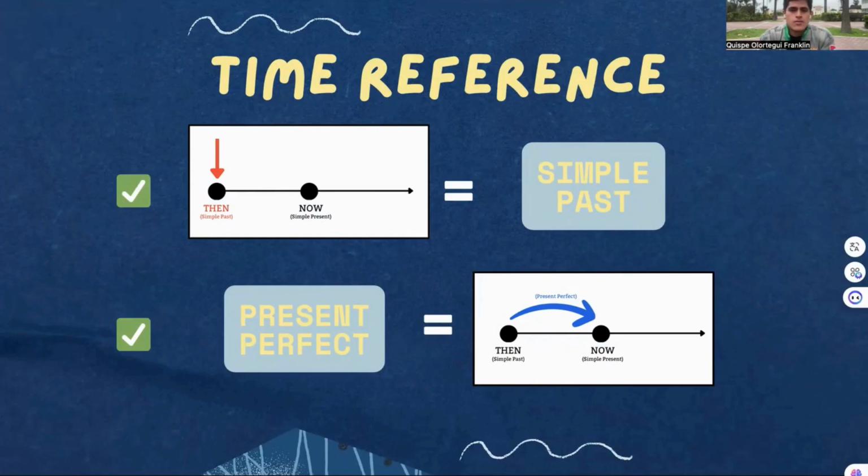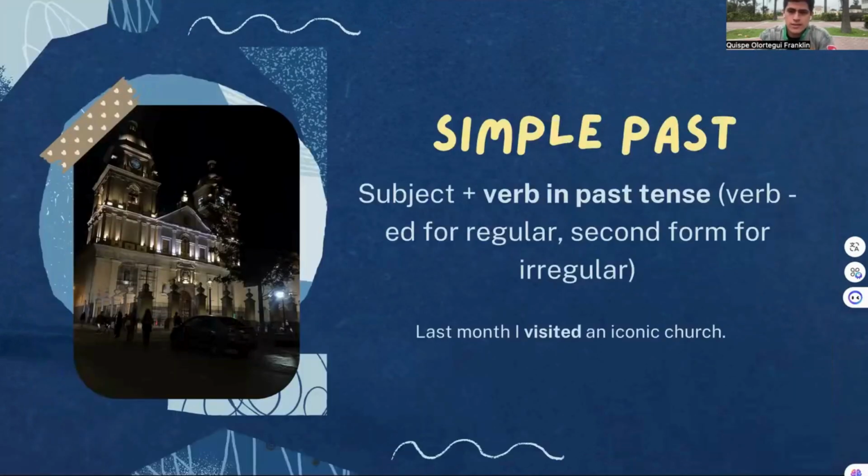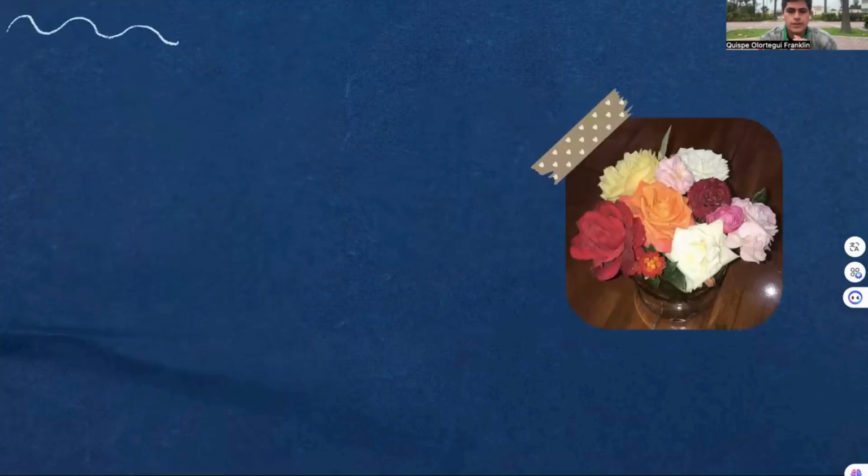All right? Now, let's continue with the structure. This structure will help us recognize if it is simple past or present perfect. So let's have a look at this picture first. As you can see, there is a church. And my example says, last month I visited an iconic church. Look at this grammar tense. We have subject, which is here I, verb in the past tense, visited, the past form of visit, and the complement, an iconic church. All right. When it comes to the past tense, we can work with regular and irregular verbs. Later on, I'll explain what the difference is between regular and irregular. Okay, so let's continue for now with the present perfect.